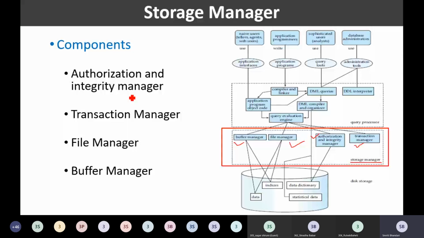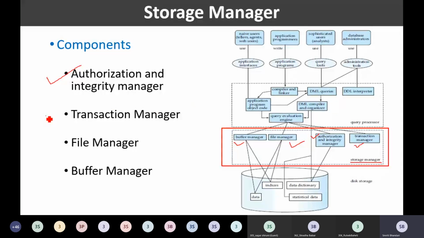So we talked about the very first component of storage manager, and that is authorization and integrity manager. This component is responsible for checking whether the user is authorized and also whether any integrity constraint is being violated. So these 2 tasks are being performed by this authorization and integrity manager. The next component is the transaction manager.